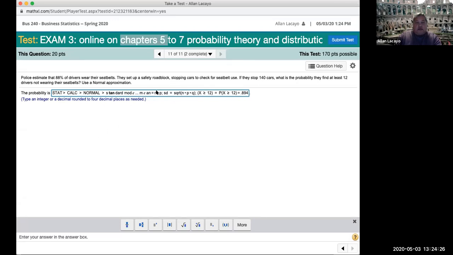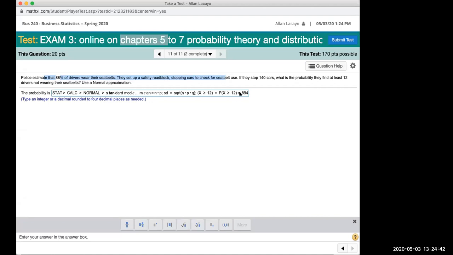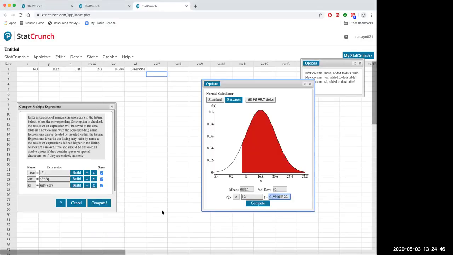And the reason I got this mean and this standard deviation and these formulas is because the problem originally is set up as a binomial problem. Could you bring up your StatCrunch if you still got it? Yeah, please.